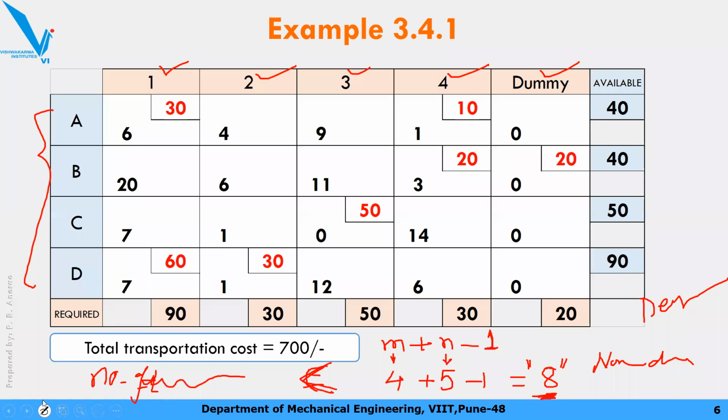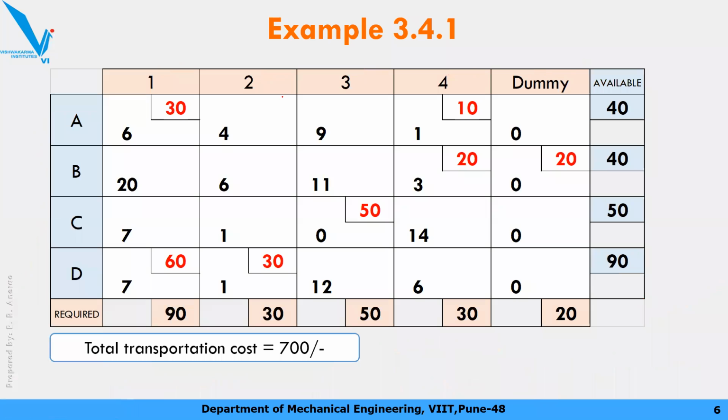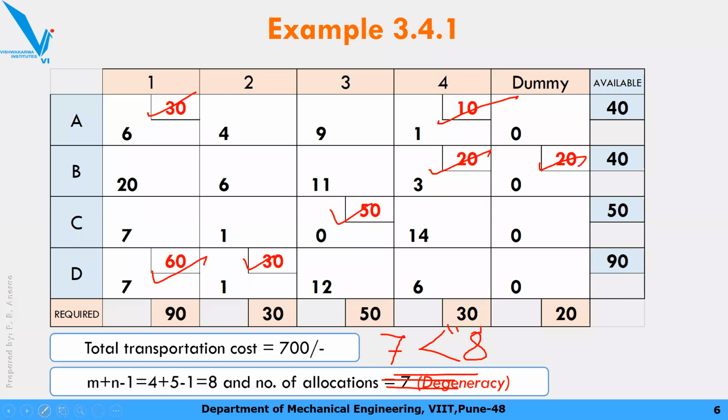So in the current solution, just count the number of allocations: 1, 2, 3, 4, 5, 6, 7. So m plus n minus 1 is equal to 8, but the number of allocations here is 7. That means the number of allocations is less than the expected 8. So our problem here is one of degeneracy. There will be a degenerate solution.